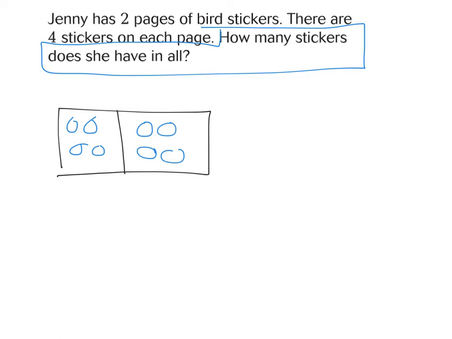So, what would the multiplication equation or sentence be for this word problem? Well, going back, we know that Jenny has 2 pages. So one factor would be 2. And on each page, there are 4 stickers. So the other factor would be 4. So it's two groups of 4, in other words. And that would equal 1, 2, 3, 4, 5, 6, 7, 8 stickers in all. So Jenny has 8 stickers in all.